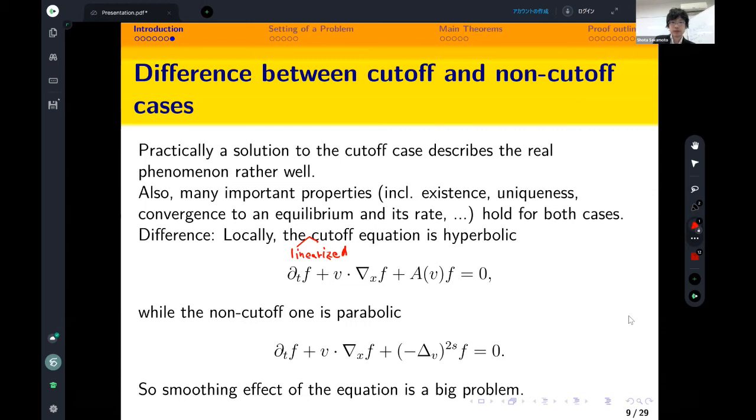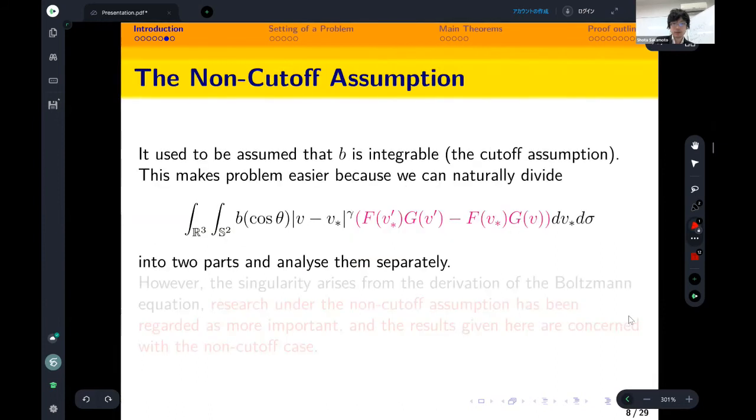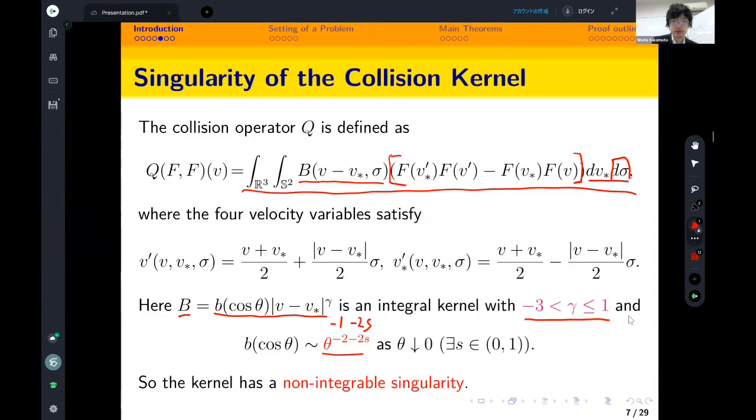However, in the non-cutoff case, the linearized equation is locally described by this equation. This is called a Kolmogorov type equation. And here we have this fractional Laplacian. This s, this 2s, comes from this singularity. So this is the reason why the non-cutoff assumption is important.